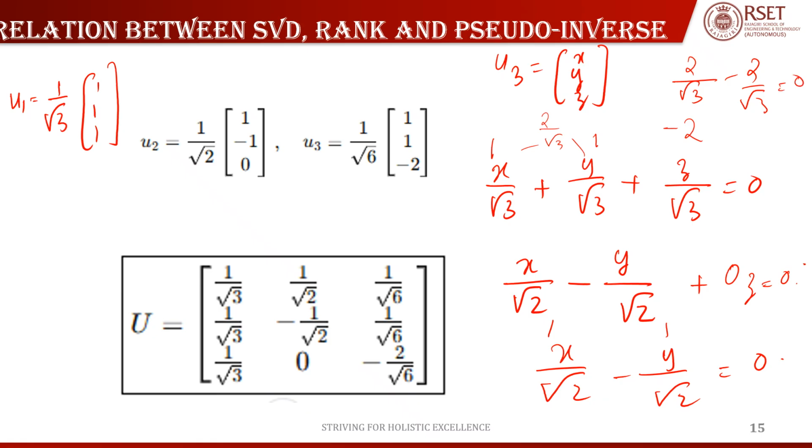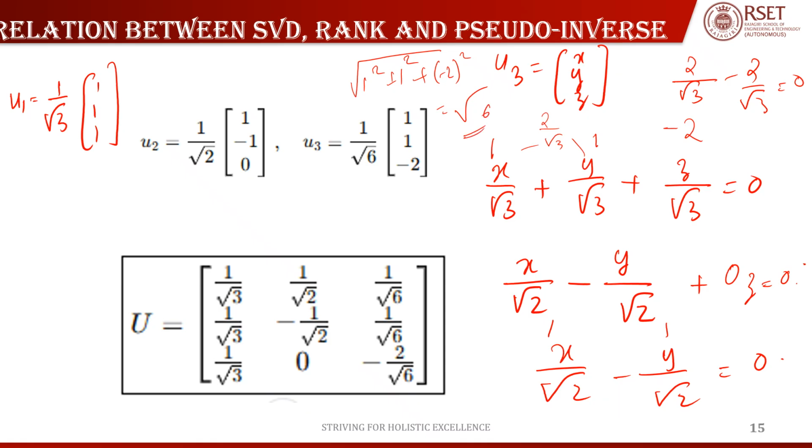Okay, so it's fine. You can choose x equal to 1, y equal to 1, and so z will be equal to minus 2. That is our new vector u3 here, and you can also normalize it. How will we normalize? Root of 1 square plus 1 square plus minus 2 the whole square, which is equal to root of 1 plus 1 plus 4, which is 6.